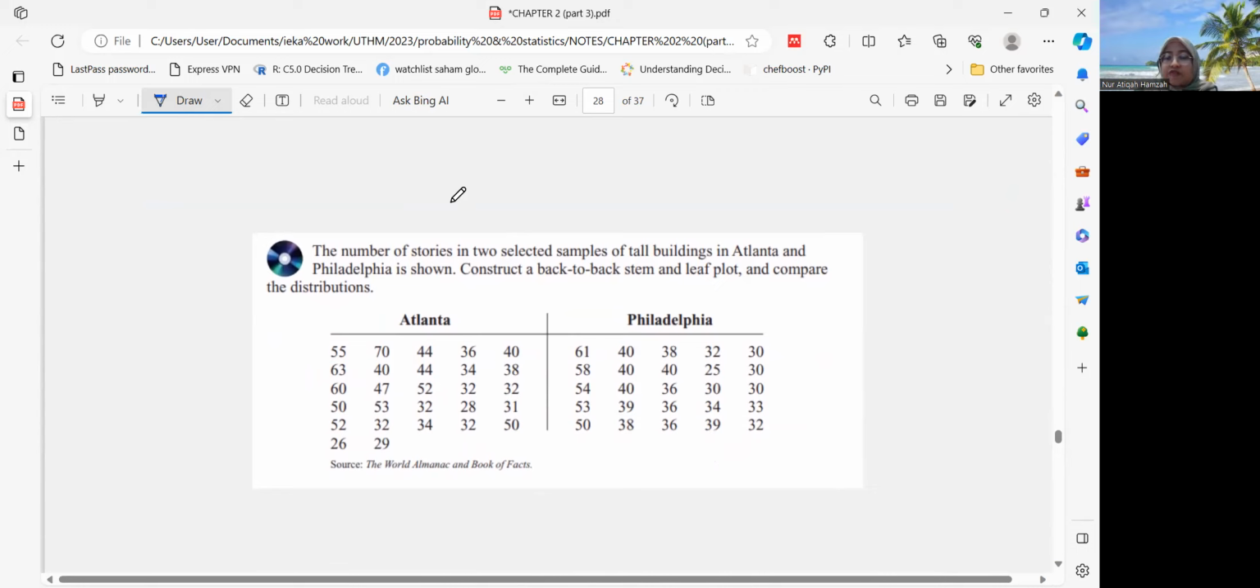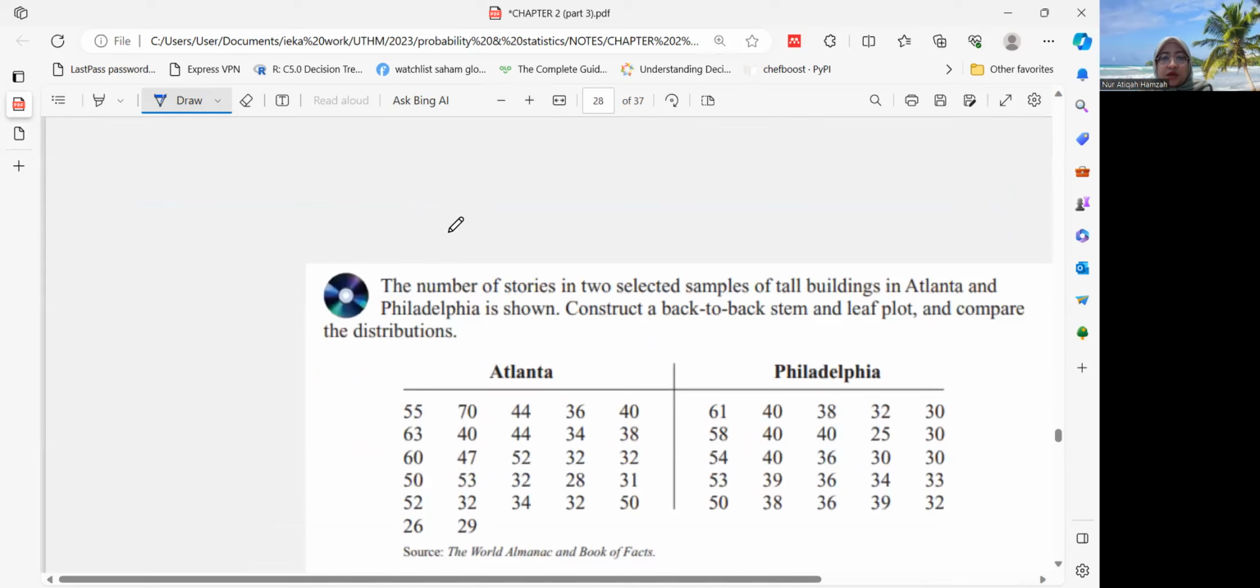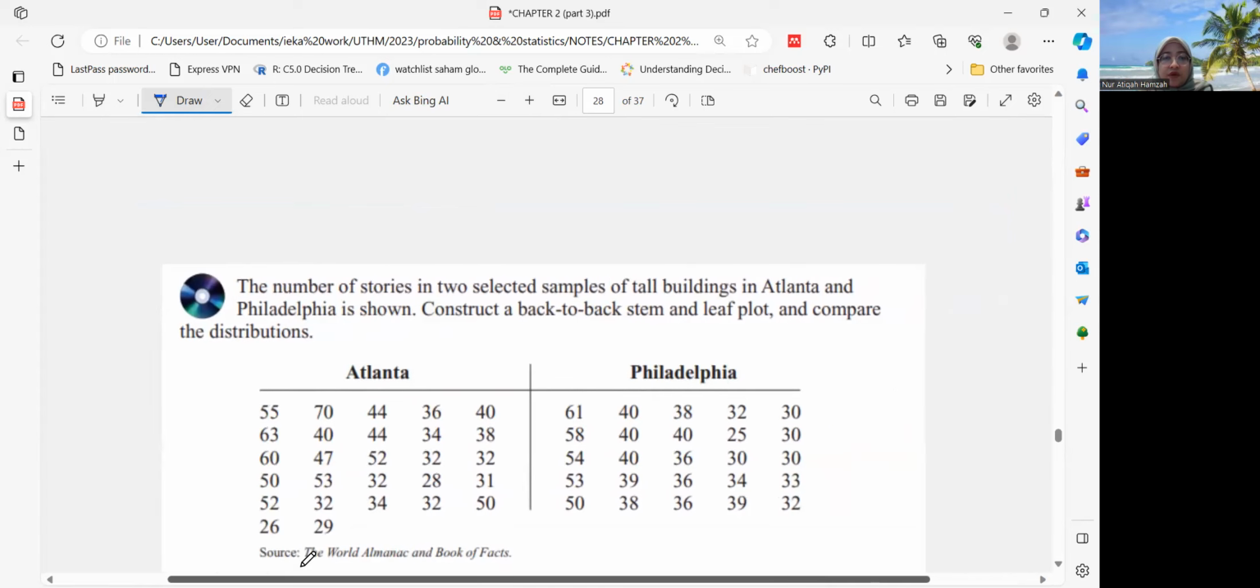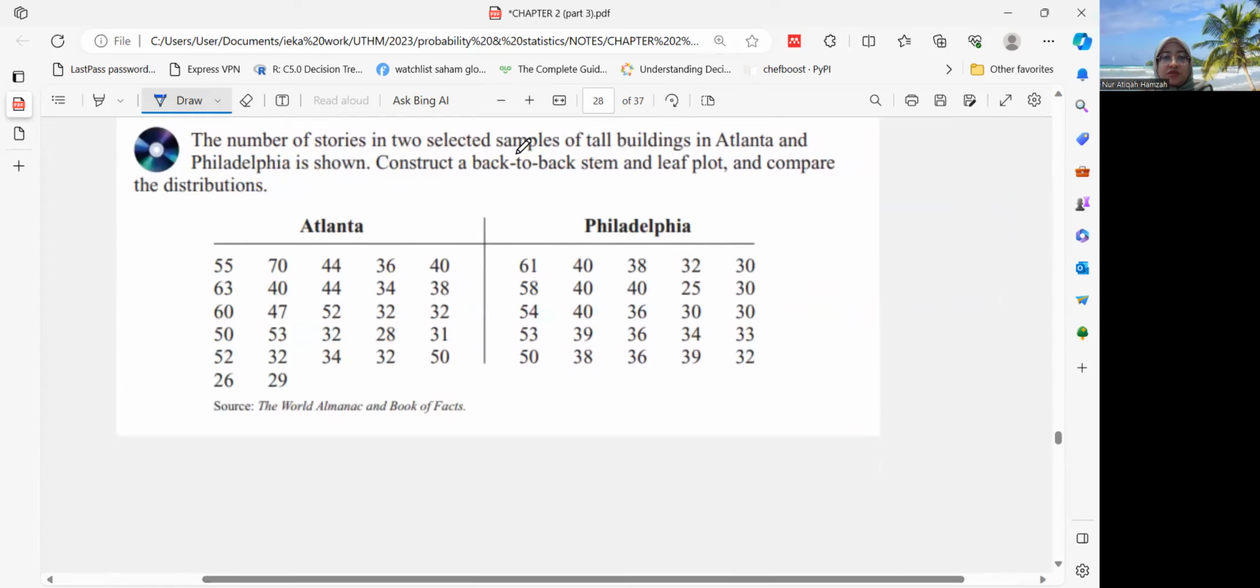Okay, if you have 2 data and you want to compare the data using stem and leaf plot, so we call it as a back-to-back stem and leaf plot. Okay, this is the example that we have. Okay, the number of stories in a selected sample of tall buildings in Atlanta and Philadelphia is shown. So you have to construct back-to-back stem and leaf plot.